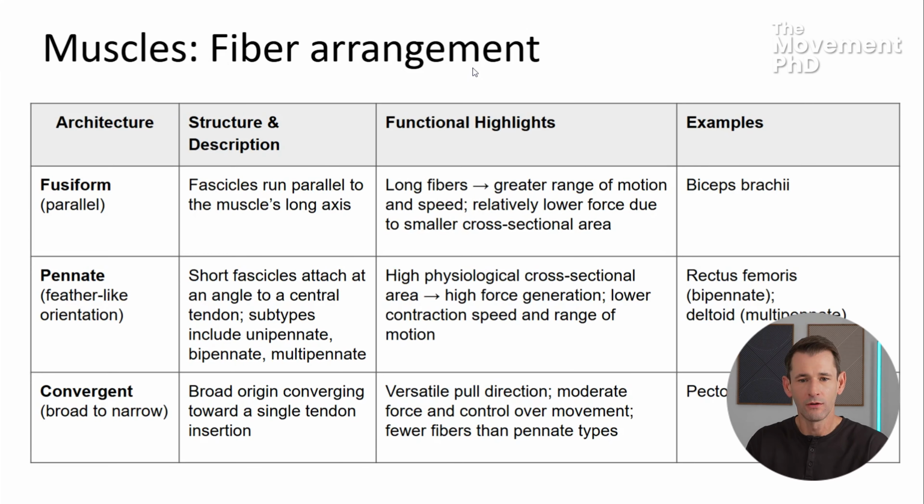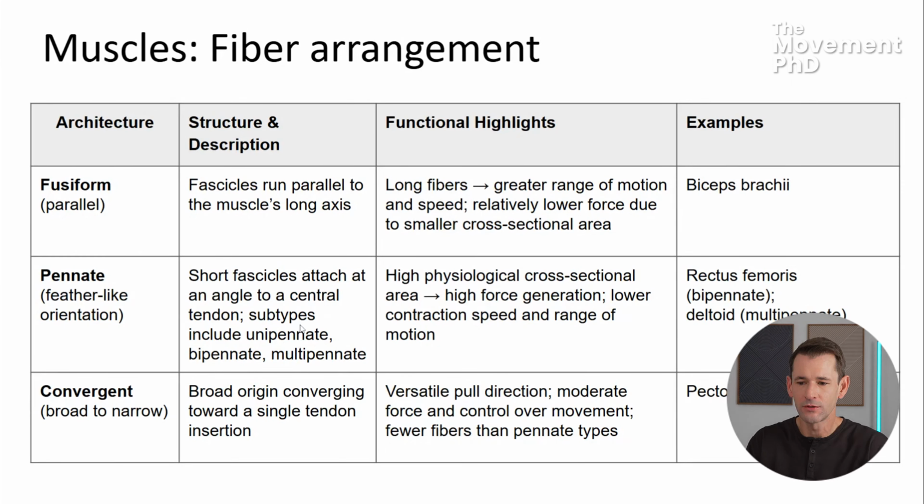Here's a table that summarizes the difference between these three. So again, fusiform or parallel. The fascicles run parallel to the muscle's long axis. They are really long fibers, really good for range of motion and speed, but their force generation is a little bit lower because their cross-sectional area is not as great. Example again, biceps. Pennate, feather-like. So another way to think about pennate is a muscle that looks like a feather. These have short fascicles and they attach at an angle to a central tendon.